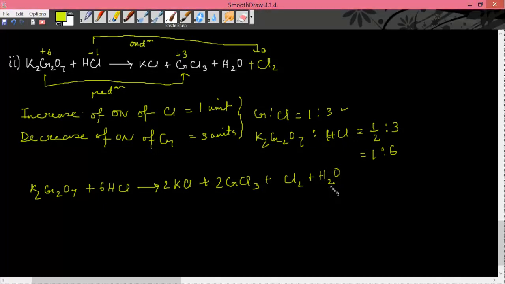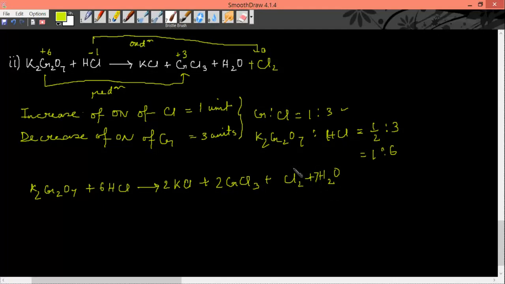Now find the total number of chlorine here. It is 3 into 6 plus 2, 8 plus 2, 10. Okay. And again, just see what is the number of oxygen here? Number of oxygen is 7. So on the right hand side, we should have 7 oxygens. For 7 oxygen, we need 7 water. For 7 water, we get 14 hydrogen. Okay, 2 into 7, 14 hydrogen.